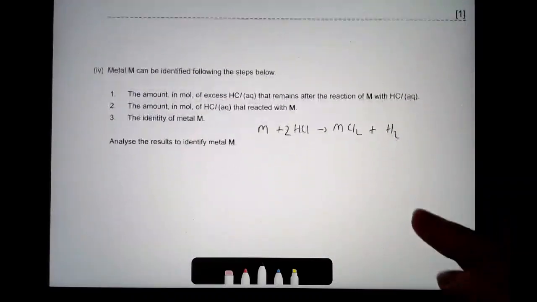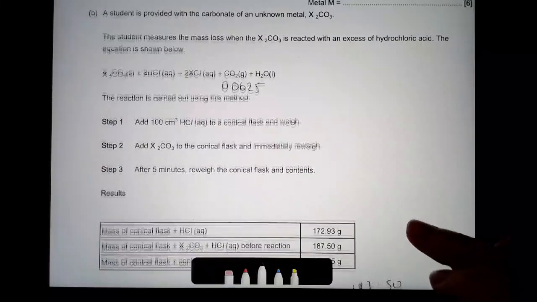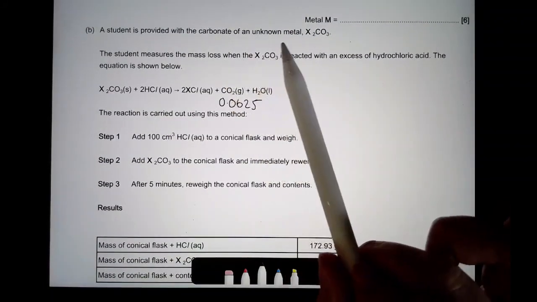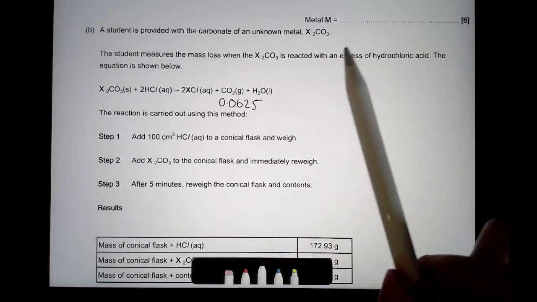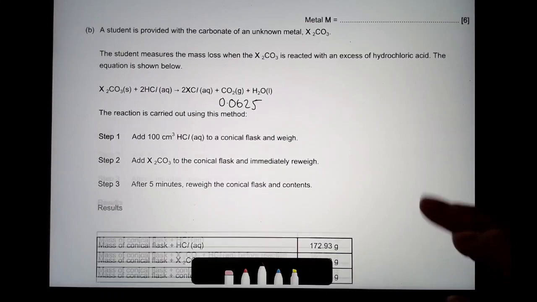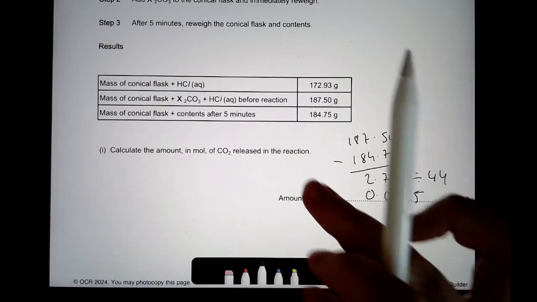I didn't do these, you can get them from your mark scheme. The next part of this is another calculation question. A student gets given a carbonate, they don't know what the metal is, and they do this practical to try and work out what it must be. The first thing you're asked is how much CO2 is released.